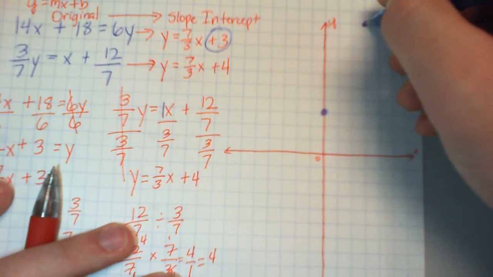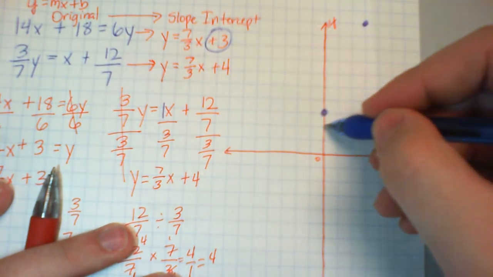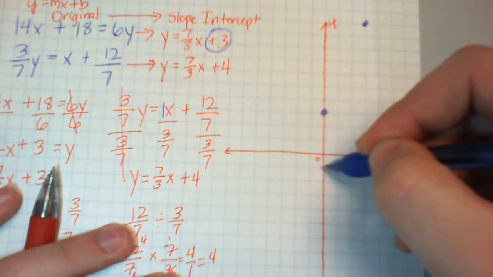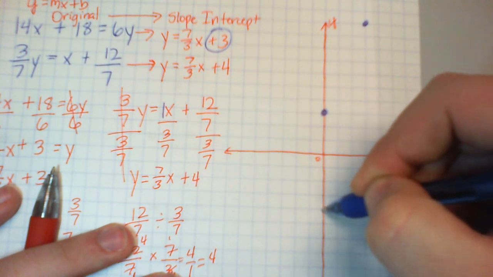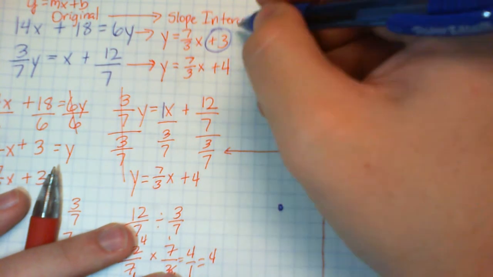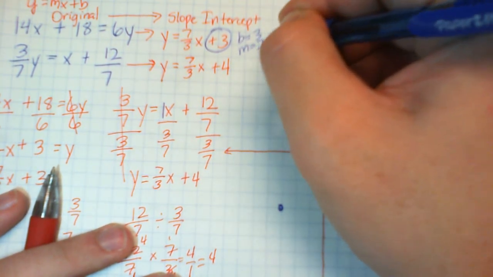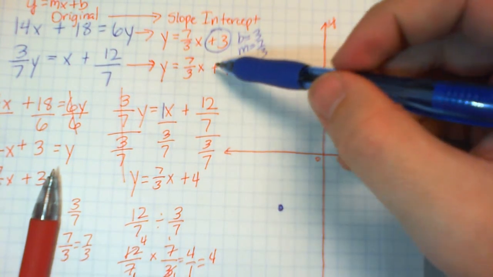So here I have a line. The opposite of going up 7, right 3, I could go down 7, 1, 2, 3, 4, 5, 6, 7, and left 3, 1, 2, 3. So that takes care of that. So my y-intercept there was 3, and my slope was 7 thirds. Now I need to do the same thing, but with the second equation.